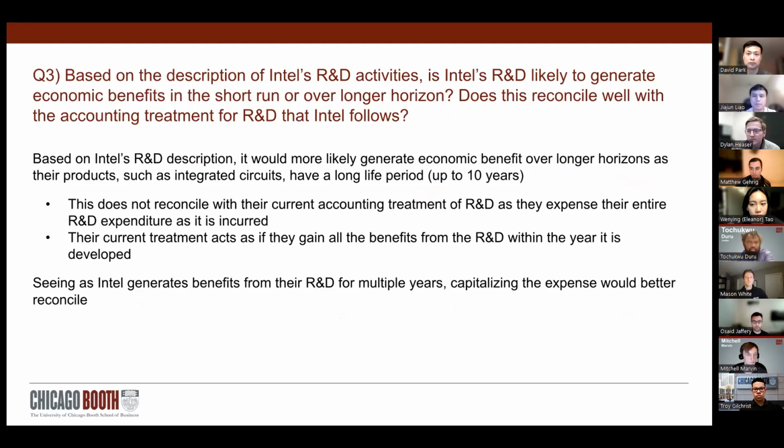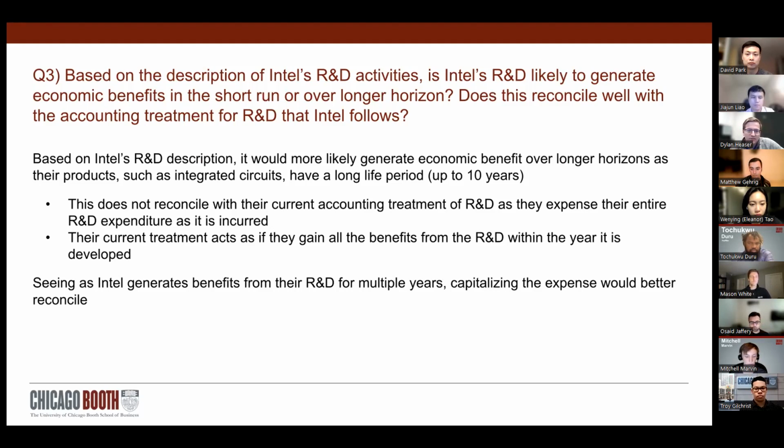So in the case of Intel's R&D, question three asks about whether they generate economic benefits over the short run or over a longer horizon. And they absolutely generate benefits over a longer horizon. I think their accounting standard doesn't properly capture this, as they're currently expensing their entire R&D expense within the year it's incurred, which would show that they're generating all the benefit from that R&D within the same year. And so I don't think that really coincides well.